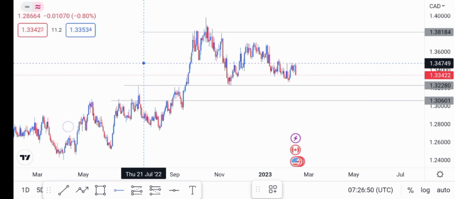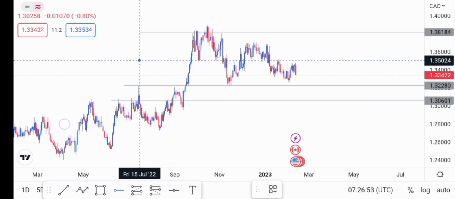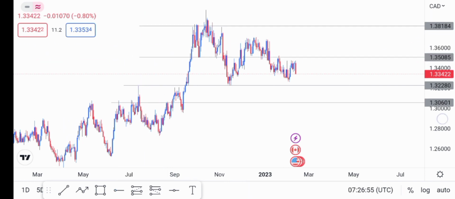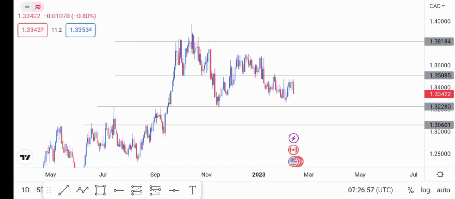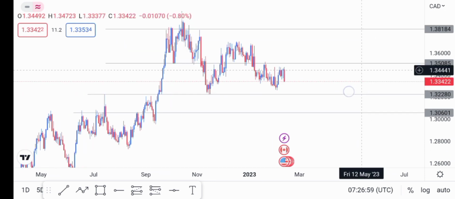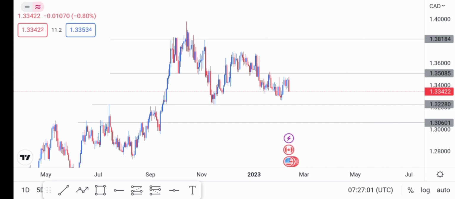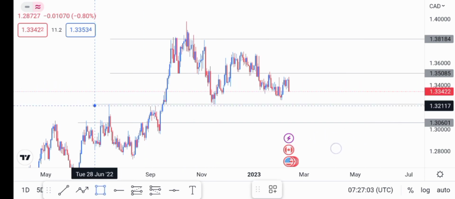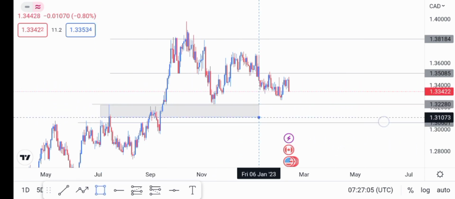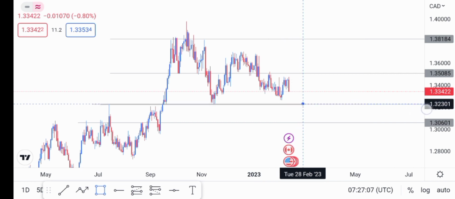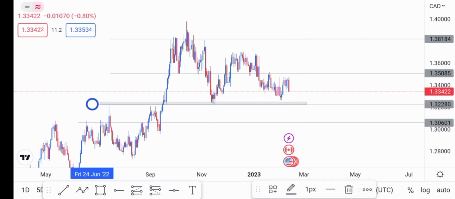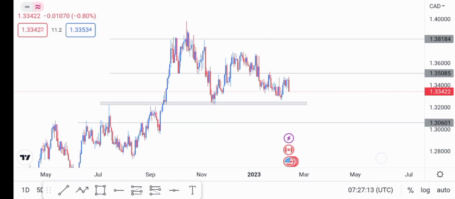And I'm seeing another level right over here, in this area here. So bear in mind, we're still on the daily time frame. So these are the levels that I'm seeing on USD/CAD. I'm just gonna create zones for them, so we can have most of the touches on this level, so we don't miss any entry points.